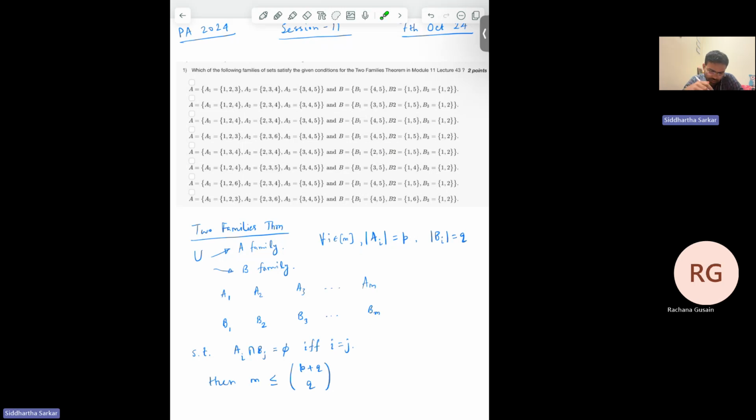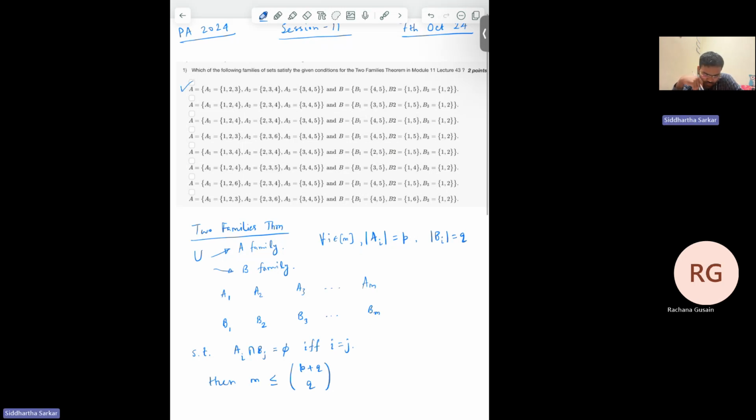Okay, so this looks agreeable. So we can agree that this first option, the two families, in fact, satisfy the condition of the theorem. So I will say that it satisfies. I have tick marked it. That means it is satisfied.